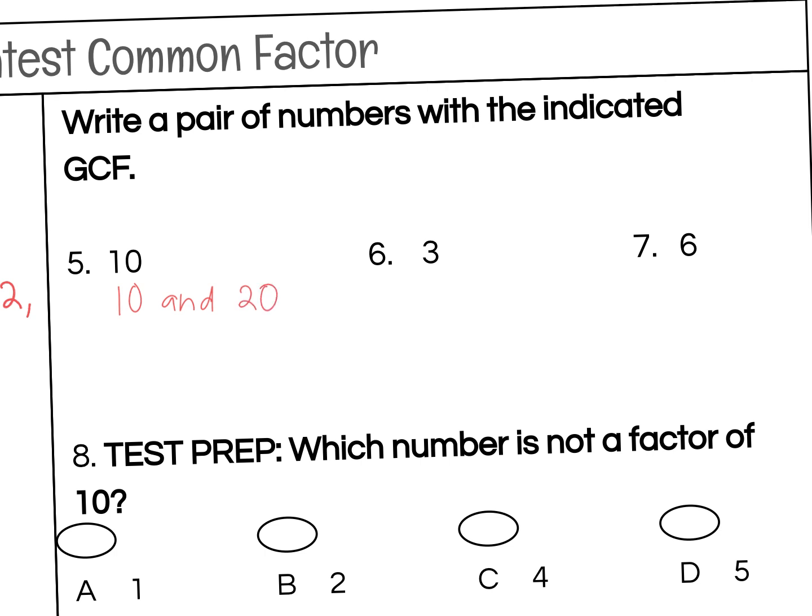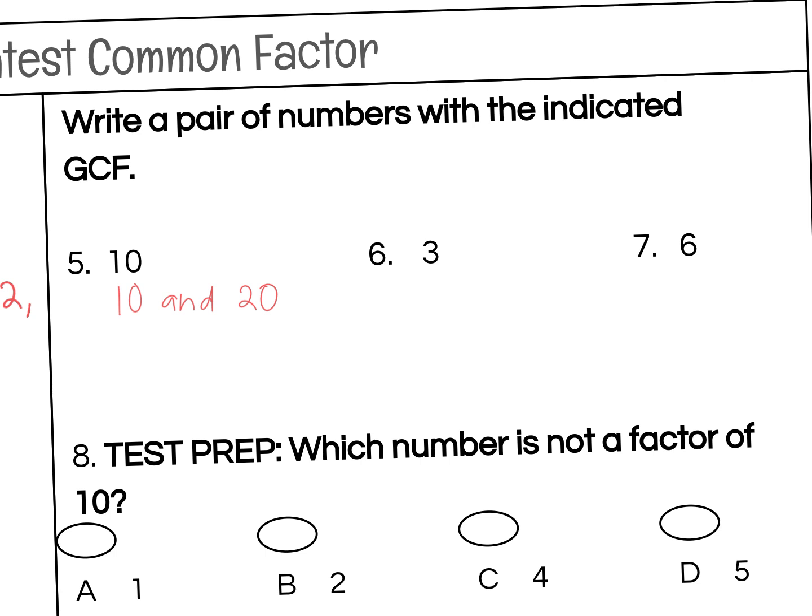30. Could 20 and 30 work? No, because 15. But is 15 a factor of 10? No. So 20 and 30 could work. Oh, yeah, you're right. Think of numbers that you could list where the greatest common factor is 10. There's tons of number combinations you could do. We just did 10 and 20.